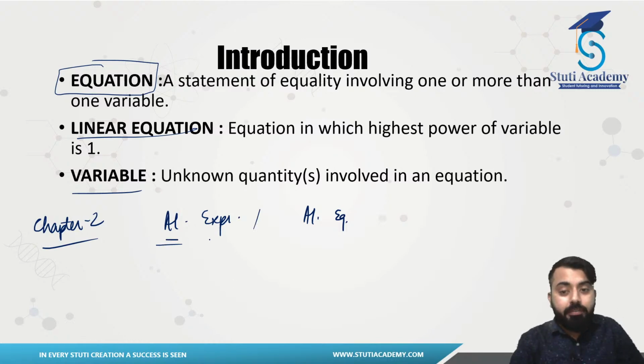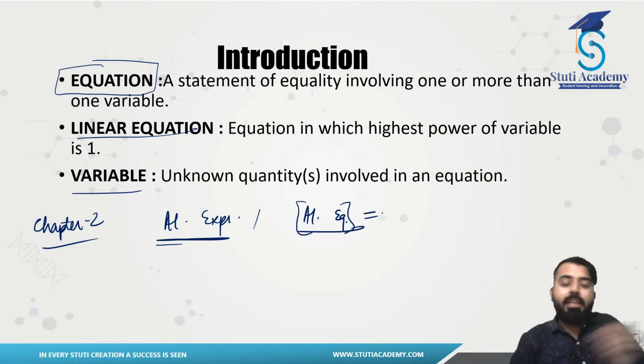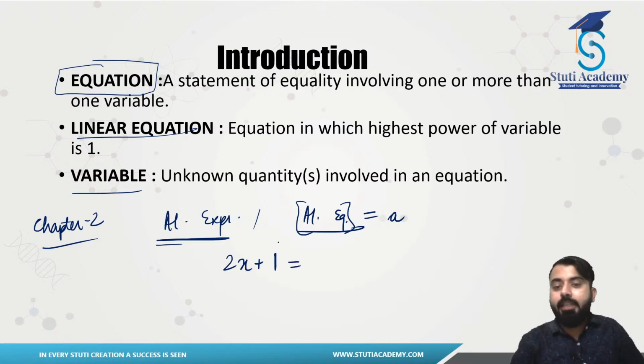See, the difference between both of these is just this: an equation actually gives you an answer. It should be giving you an answer. Let's say, if I have an algebraic expression which is 2x plus 1, if I add equality to it, and let's say I get a 10 here. So this is what?